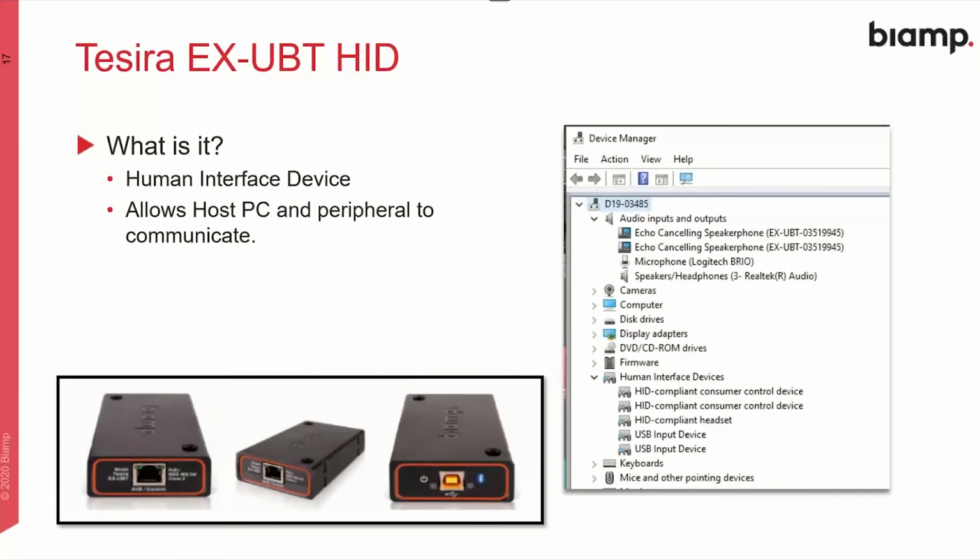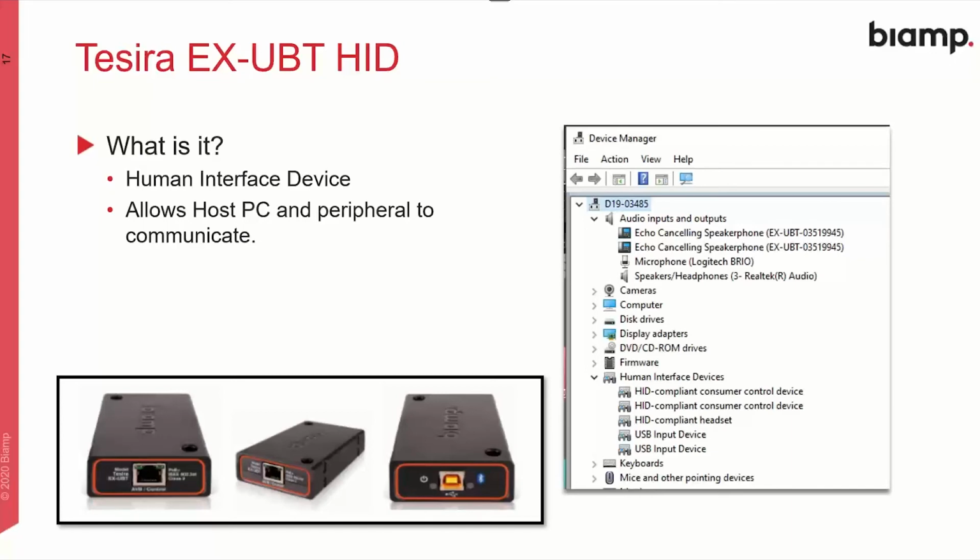The HID portion is the human interface device. So this is a host PC communications protocol, and allows the PC and the peripheral to communicate back and forth. And on the right here, you'll see the device manager. Up top, we've got audio inputs and outputs, where we have the echo canceller speakerphone. That's the EX-UBT that's showing up in device manager. And down below, human interface devices, you'll see in the middle of the list, we have a HID compliant headset.